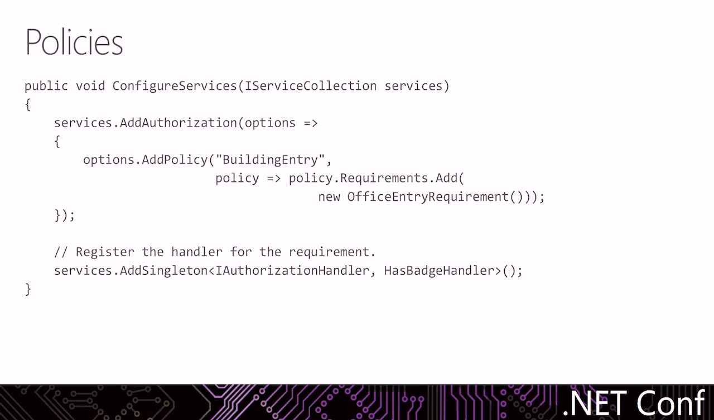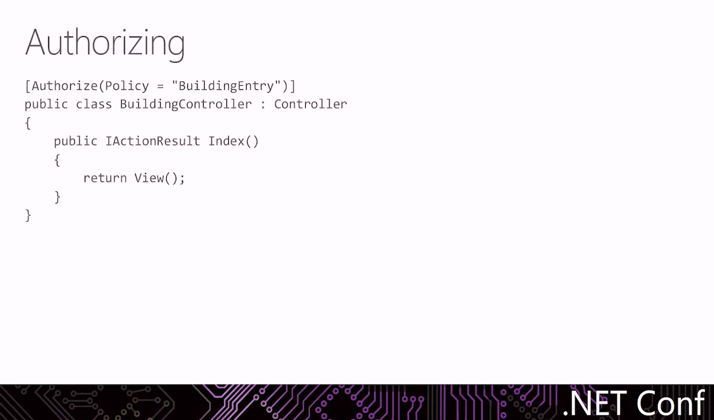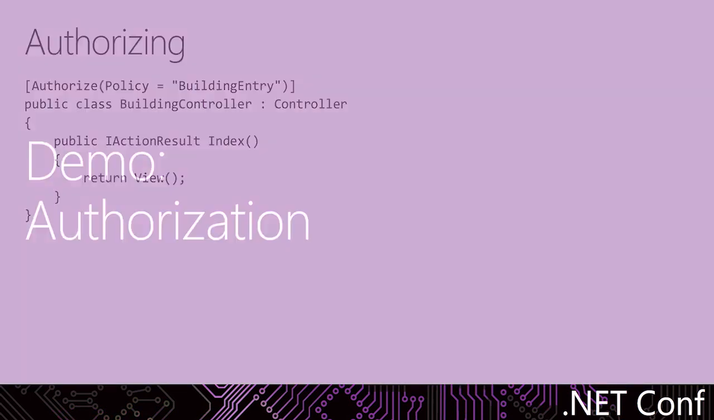Now here I have the policy name as a string. To be honest, if you want my advice, you put a static class in the root of your application, and then you have public const strings for each of your names. So then you're just using that constant value, both when you're creating your policy and when you're trying to apply it. And let's talk about how we apply it. Well, we're back to our Authorize attribute again, and we're just specifying the policy in our parameters. So our building entry requirement has now been applied to our building controller.